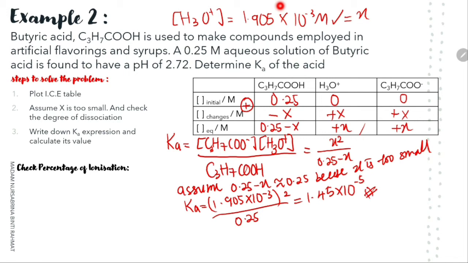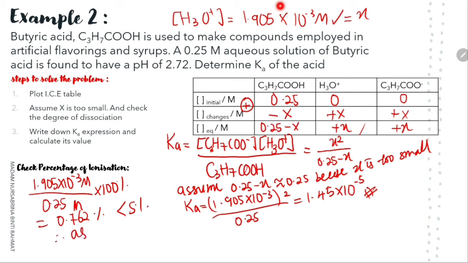Now you need to check whether the assumption made is justified or not by calculating the percentage of ionization. Percentage of ionization is simply the change value, which is your X, 1.905 times 10 to the minus 3 molar, over the initial concentration, which is 0.25 molar, times 100%. If you press your calculator, you will get the percentage of ionization as 0.762%. So it's less than 5%, therefore the assumption is justified.